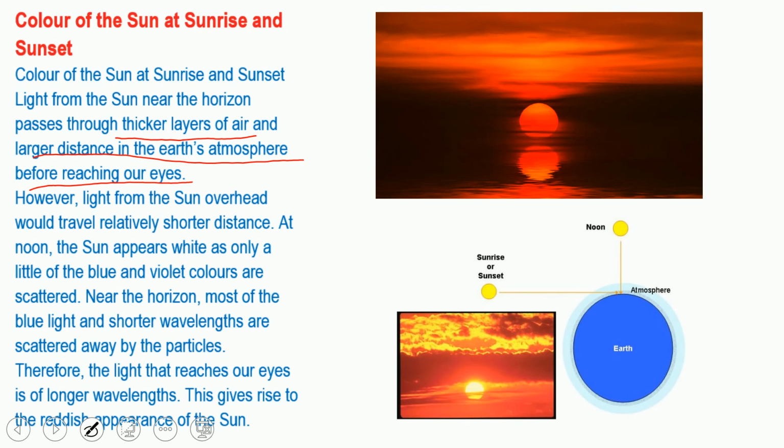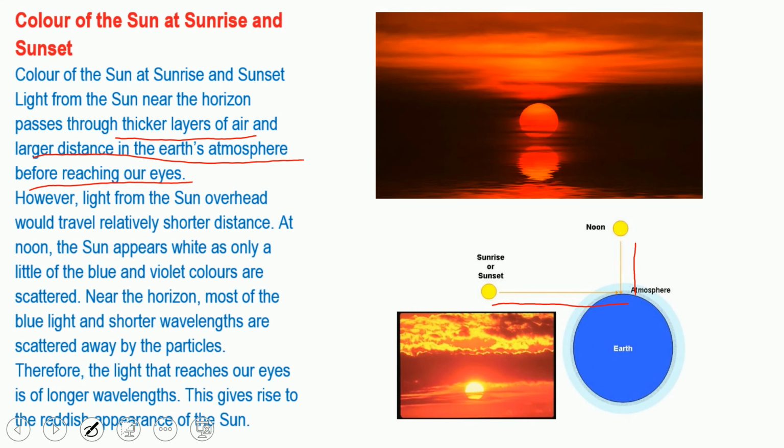So here the air layer is shorter, and here it is a larger distance. Now the light from the sun overhead would travel a relatively shorter distance. Understand? Then at noon the sun appears white, as only a little blue and violet is scattered. During noon, the distance is very less, so we see it as white, because very little violet or blue light is scattered.